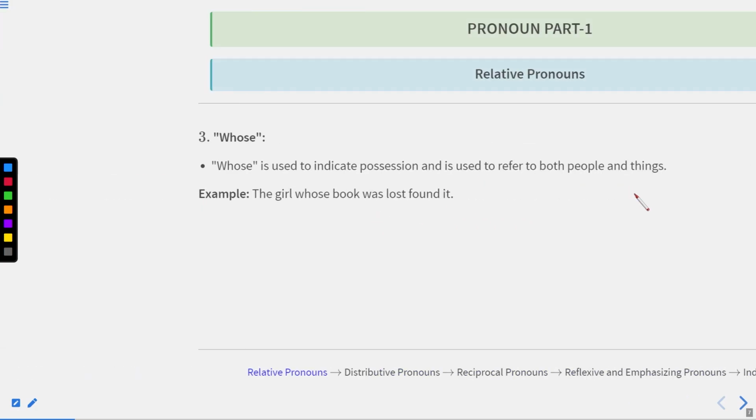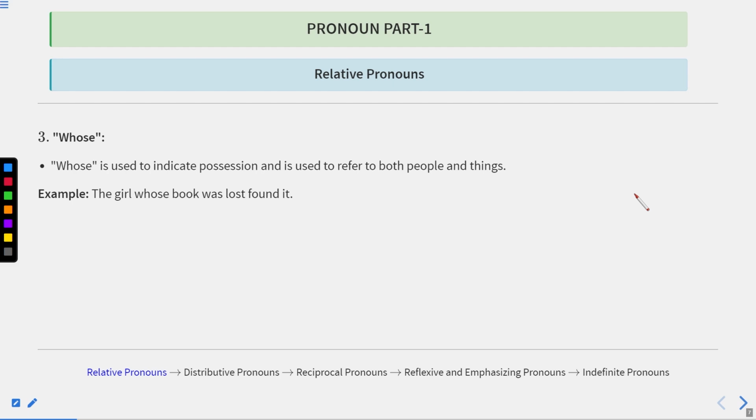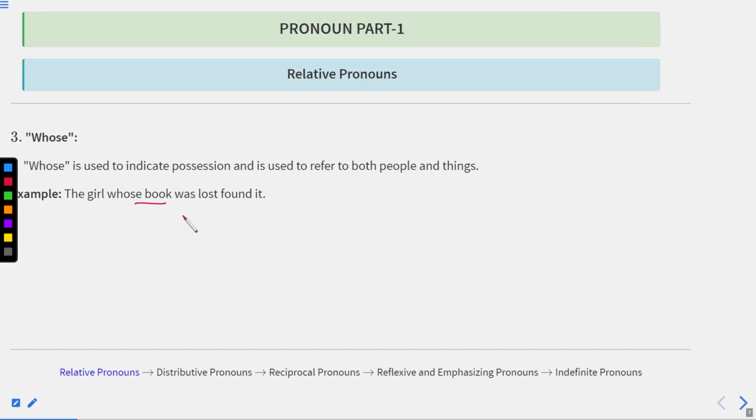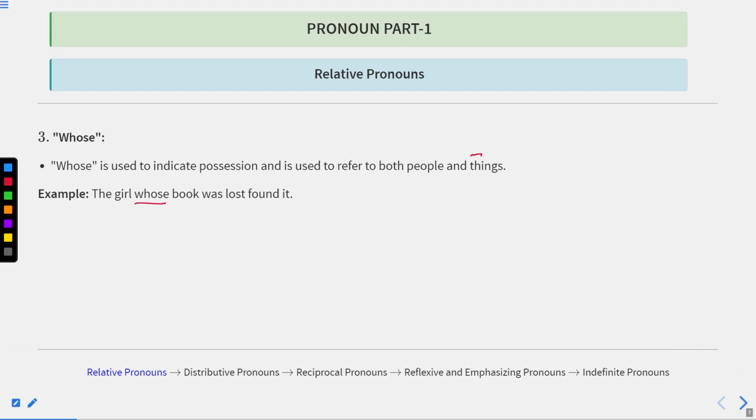Here, the word is whose. Whose is used to indicate possession and is used to refer to both people and things. The girl whose book was lost found it. So whose shows the possession. Whenever we want to state the possession of a non-living thing, we should not write whose. Don't use whose with things. For things, we can use of which.